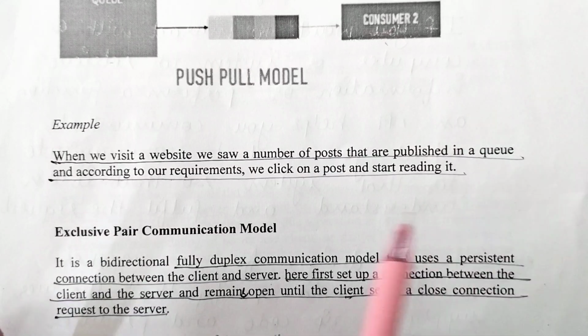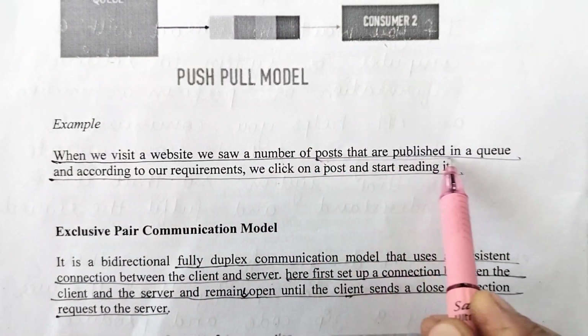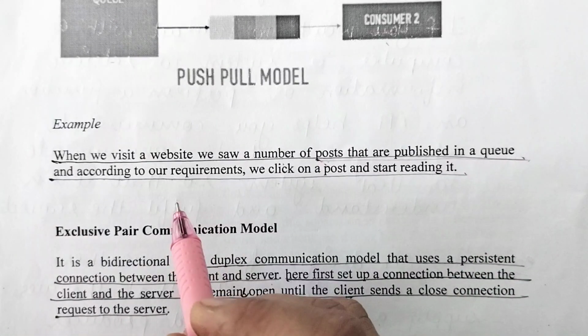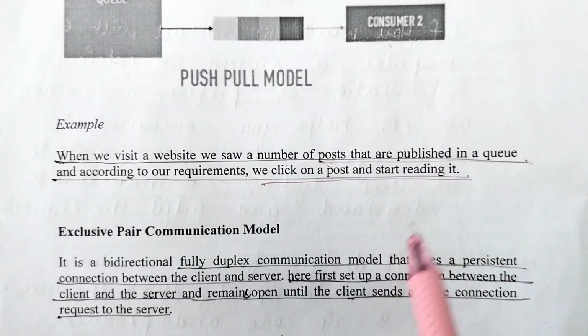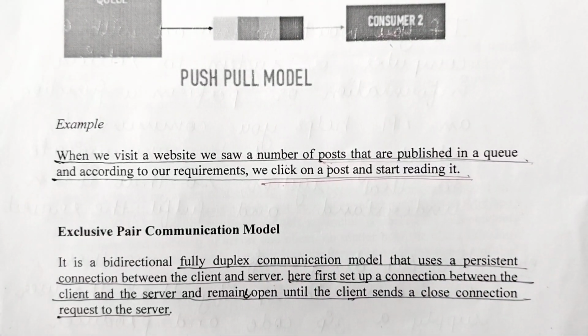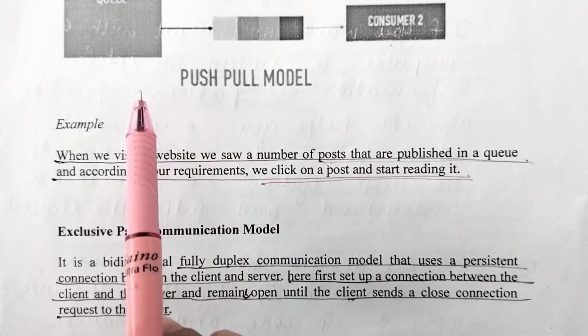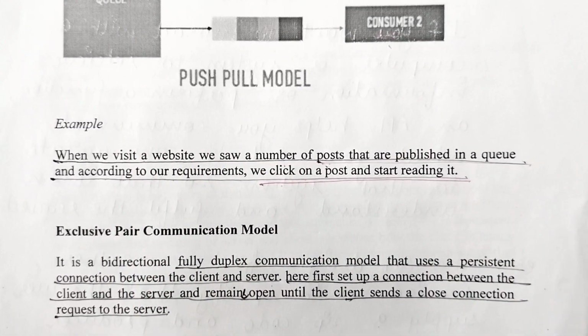An example is that when we visit a website, we see a number of posts that are published in a queue. In a website you can see a number of posts. So according to our requirements, we click on a post and start reading it. Say for example, if you go to a college website, there are multiple posts. There are posts related to vacancies, posts related to new events in the college, and posts related to when the semester exams are happening. So you click on a particular link or a particular post as per your interest. So you are the consumer and those posts are the messages that are published by the publisher.